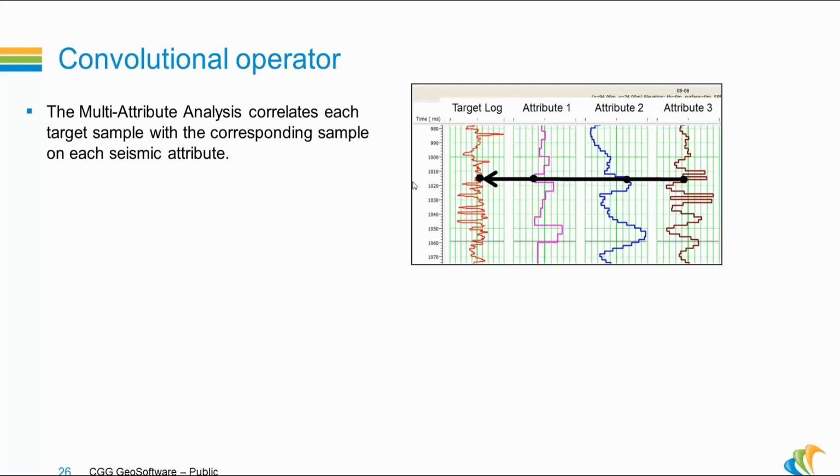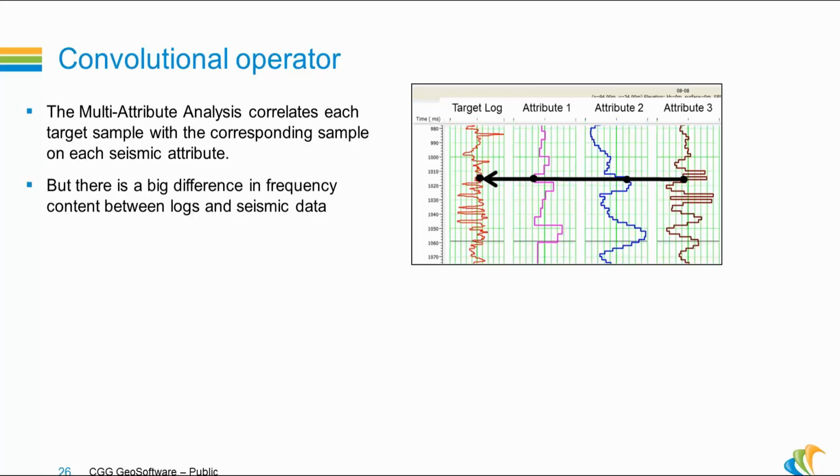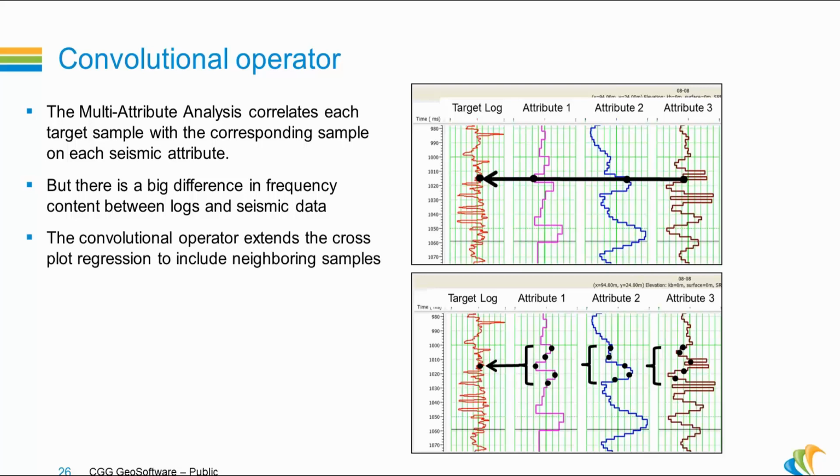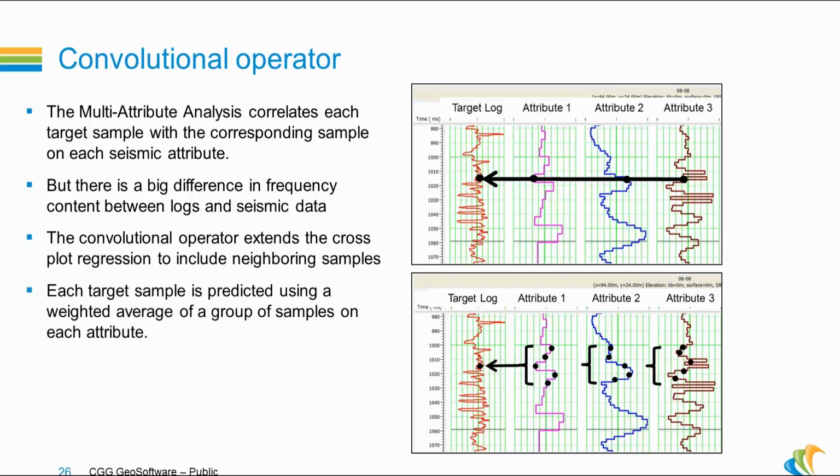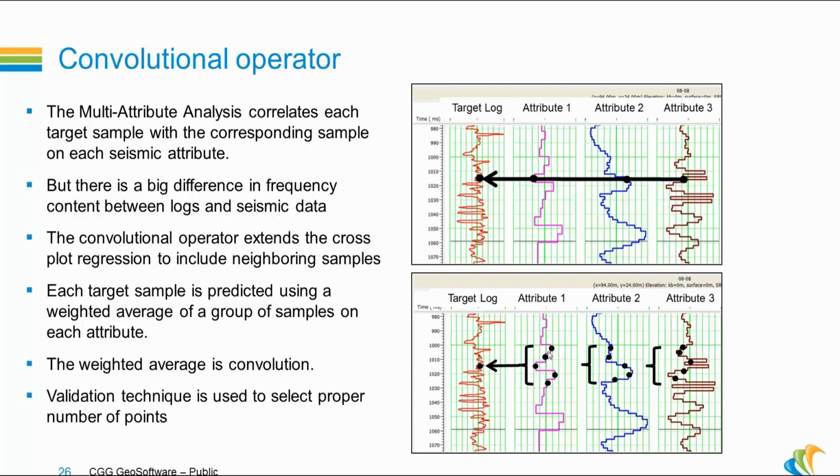But the multi-attribute analysis correlates each target sample with the corresponding sample on each seismic attribute. But there is a big difference between the frequency content of logs and seismic data. To account for that, Emerge uses a convolutional operator to extend the cross-plot regression to include neighboring samples. So instead of having just one sample from the attributes, which has a lower frequency content, compared to the target log, we include many samples around that point to account for this difference in frequency content. Each target sample is predicted using a weighted average of a group of samples on each attribute rather than the individual sample itself. And this weighted averaging is convolution. And to select how many sample points we need, again, the validation technique is used.